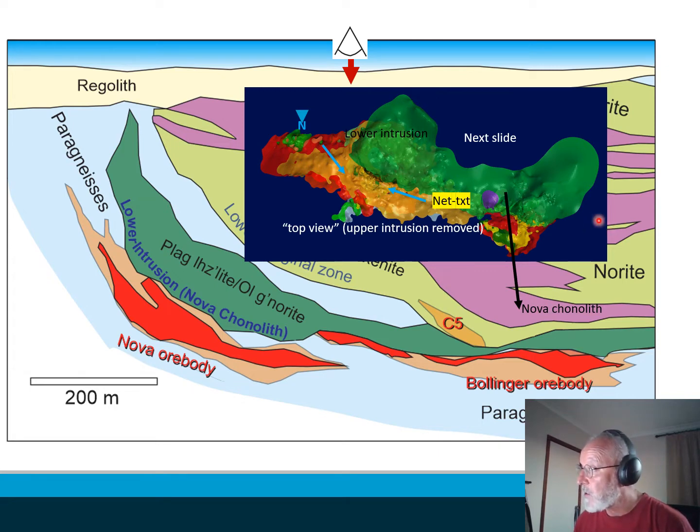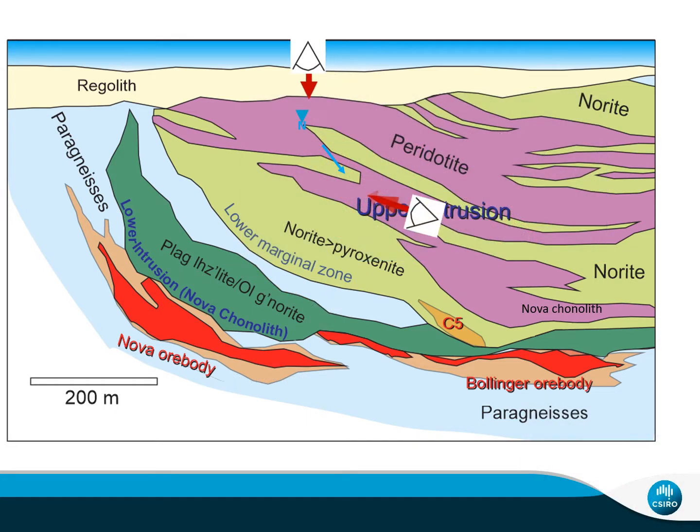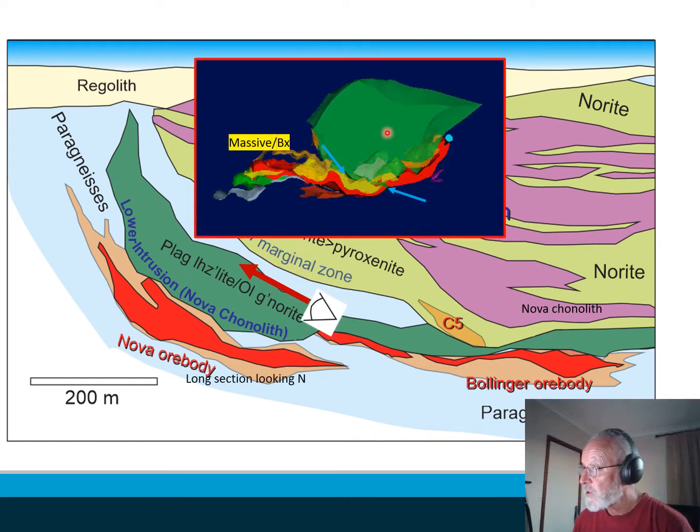Now we're going to take a look along the axis of this intrusion, at a section through it. So we are looking along the axis of the lower intrusion, and this is what it looks like. It's a sort of lozenge-shaped body of ultramafic rocks with lots of disseminated and massive matrix sulfides in the lower part. And here are the massive and breccia ores extending off to the side of it.